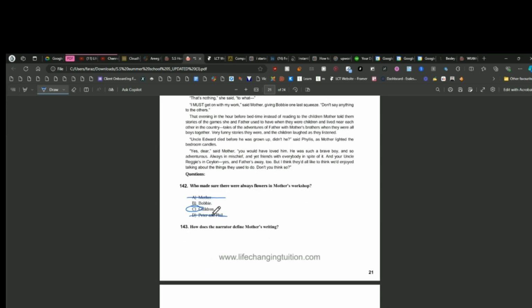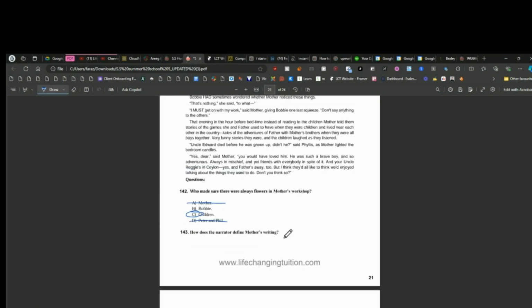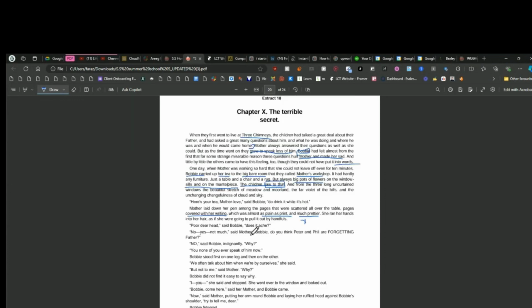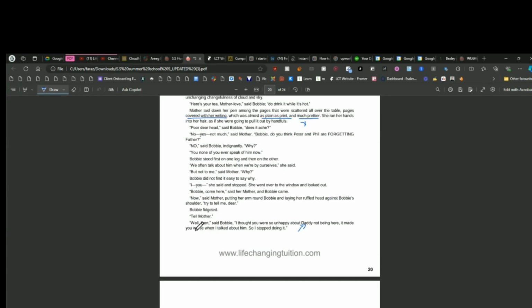Okay, question 145. Why did children stop talking about father with Mother? So we were reading that just a second ago. First of all, at the start, it says little by little, the others start to basically realize that speaking about father makes Mother sad. They also grow to speak less of him as time goes on, right? And then we continue down here. It says, I thought you were so unhappy about Daddy not being here. It made it worse when I talked about him. So I stopped doing it.